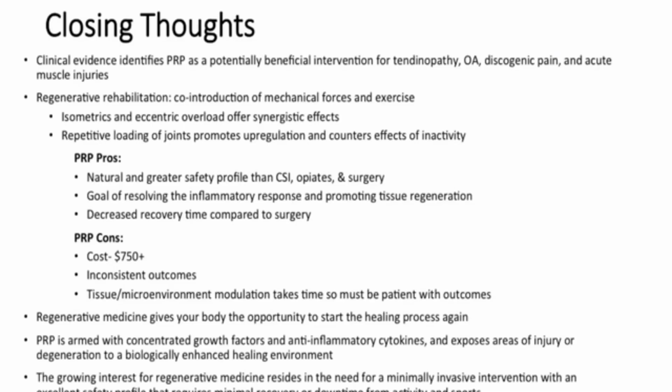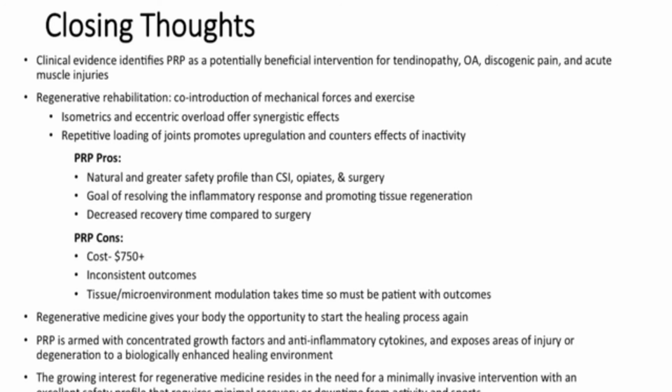So some closing thoughts. Clinical evidence identifies PRP as a potentially beneficial intervention for tendinopathy, osteoarthritis, discogenic pain, and acute muscle injuries. A key thought is that regenerative medicine needs to have a co-introduction of mechanical forces and exercise. Isometrics and eccentric overload offer synergistic effects. Repetitive loading of joints promotes upregulation and counters effects of inactivity.